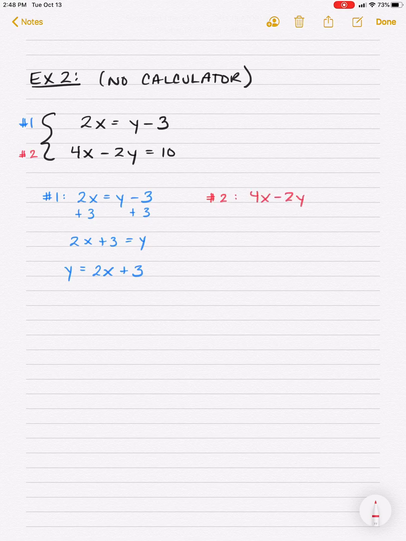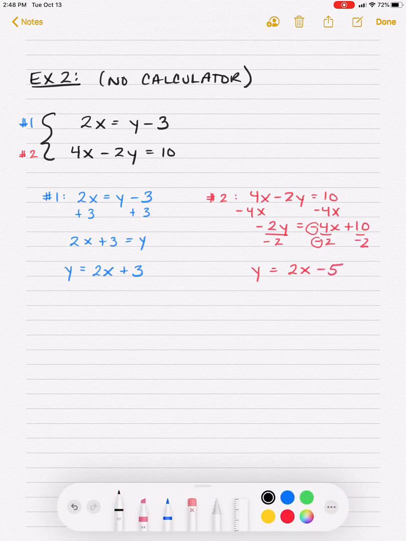4x minus 2y is equal to 10. Subtract 4x from both sides, and we see that it's negative 2y equals negative 4x plus 10. Let's divide both sides by negative 2. We're going to divide each part by negative 2. And we get y equals negative divided by negative is a positive 2x, but 10 divided by negative 2 makes negative 5. And these are the two lines that we're going to graph.